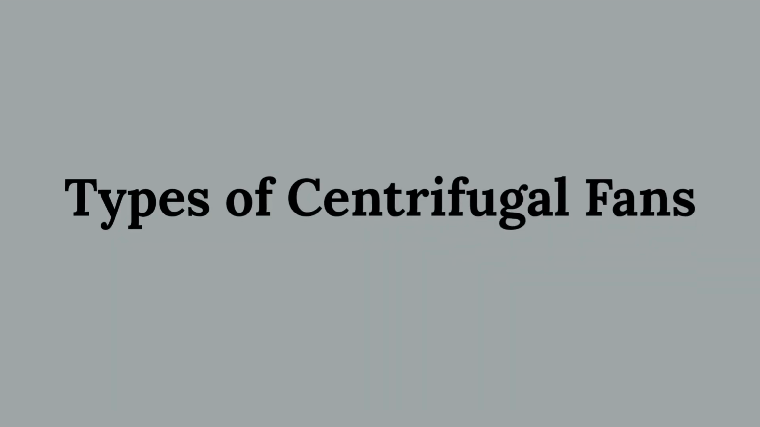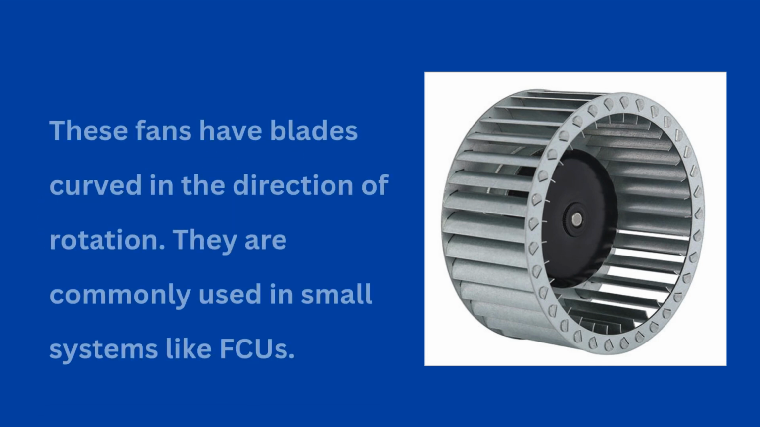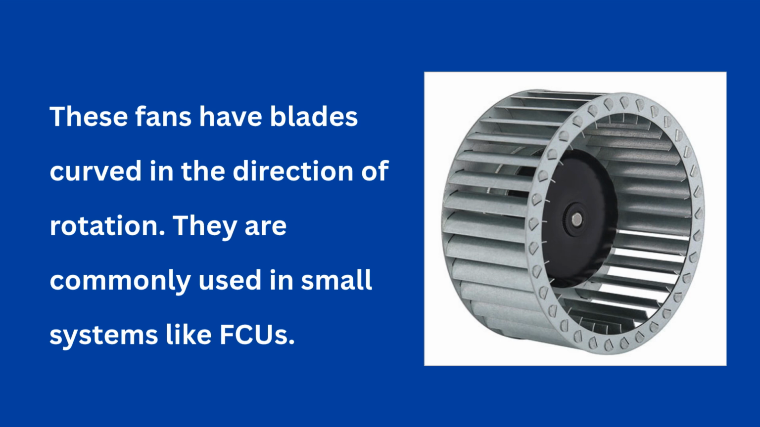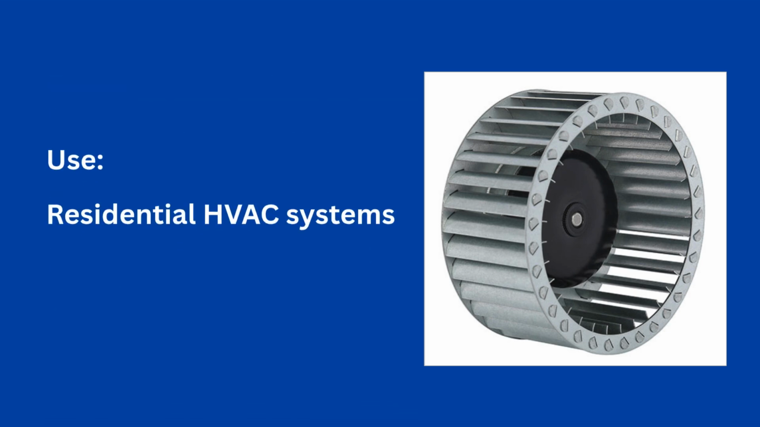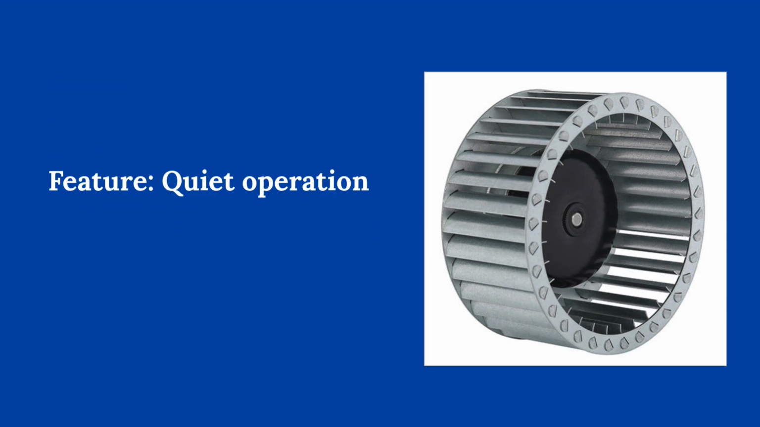Types of centrifugal fans. 1. Forward curved fan, low noise, low pressure. These fans have blades curved in the direction of rotation. They are commonly used in small systems like FCUs. Use: residential HVAC systems. Feature: quiet operation.